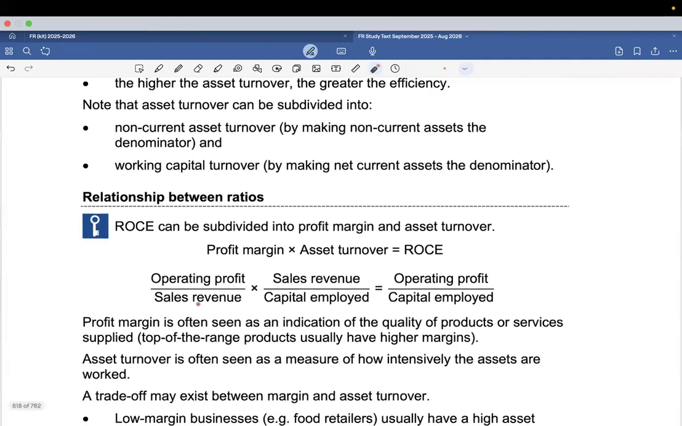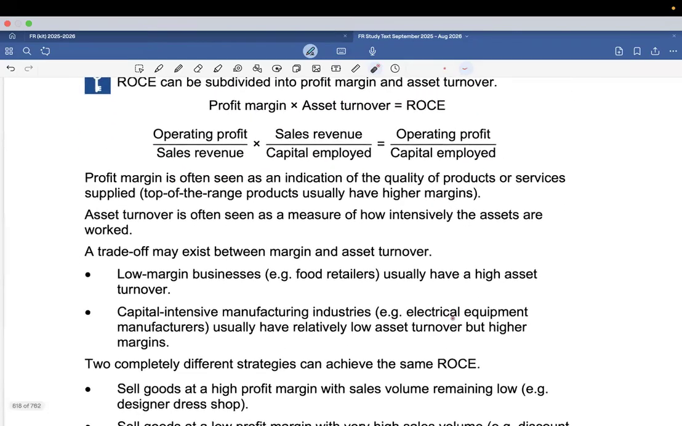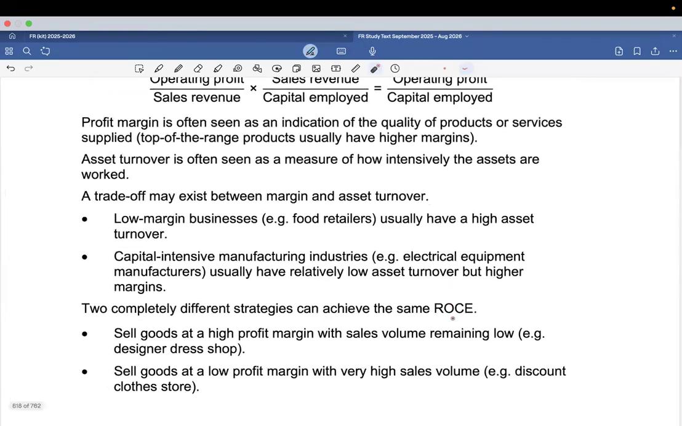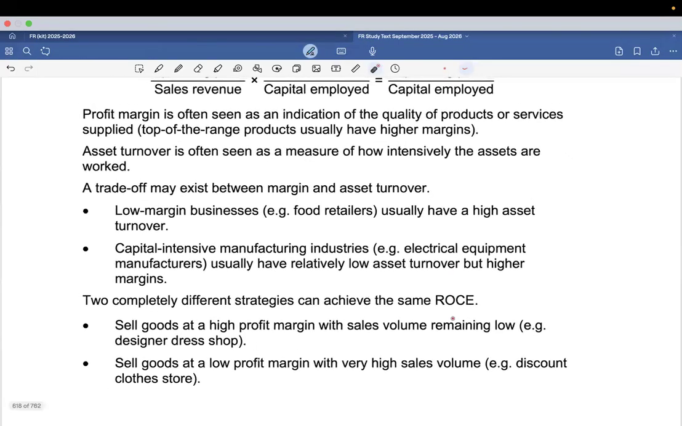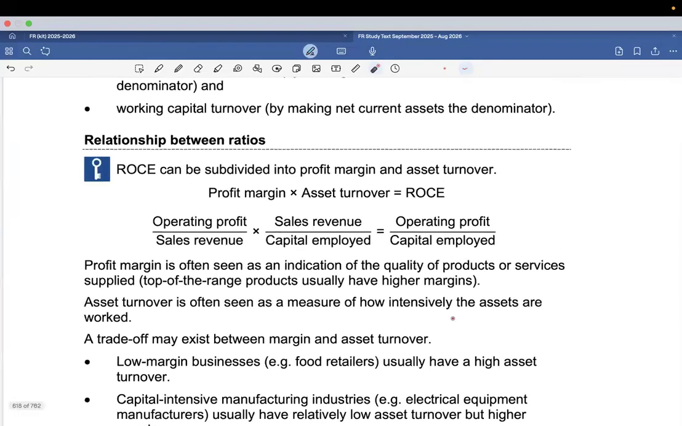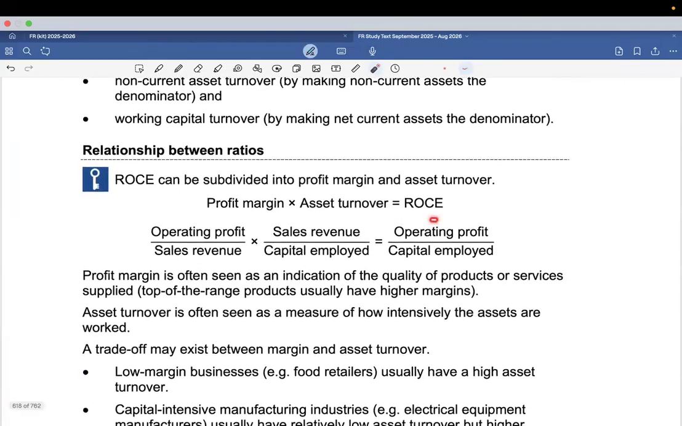Now, the relationship between the three ratios, that is profit margin, asset turnover, and ROCE, is like this. Operating profit divided by sales revenue, that is operating profit margin, times sales over capital employed, asset turnover, gives you ROCE. So we're combining the other ratios that we just learned to get the ROCE. This is another equation of ROCE. That's all they're trying to say.